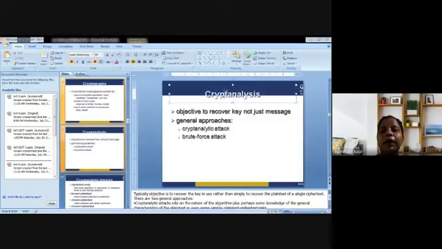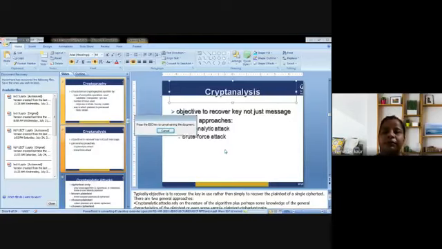Next is cryptanalysis. What is basically cryptanalysis? The objective is to recover the key, not just the message. So there are two approaches that are associated with the same: the cryptanalytic approach and the brute force attack. So there are two types of techniques that could be used for the same.